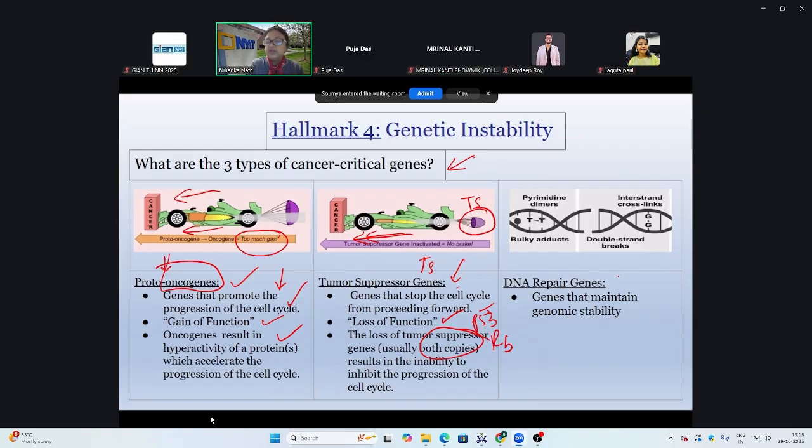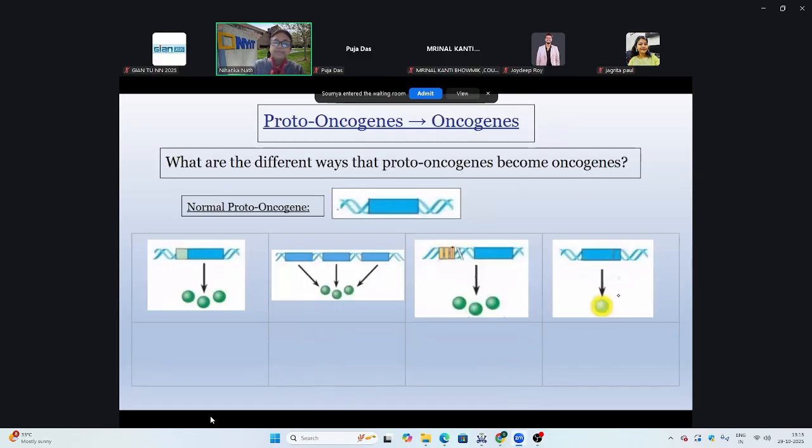Anyway, so the next is DNA repair genes. DNA repair genes, they work all the time actually. If there's any defect in a DNA repair gene, then if there's a break, look at this, there's a break, then it just does not repair it, and it can make mistakes, and then it continues. So they keep the genome unstable.